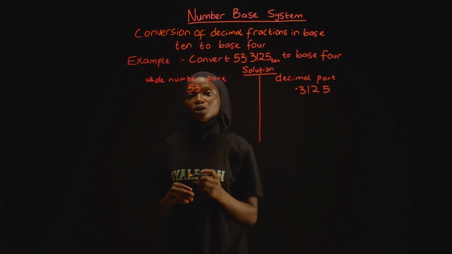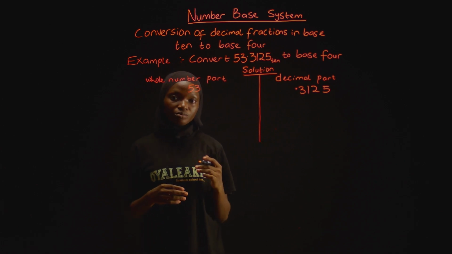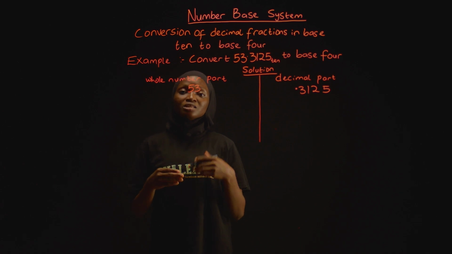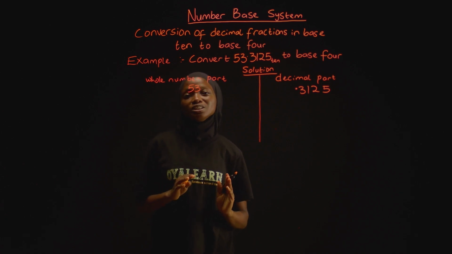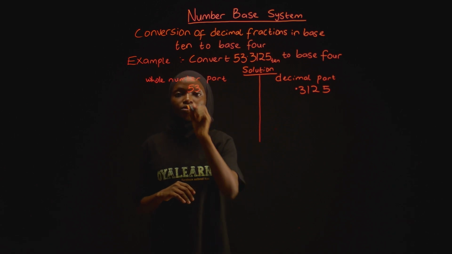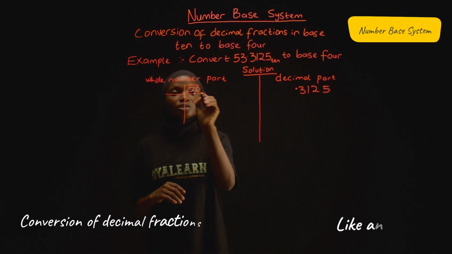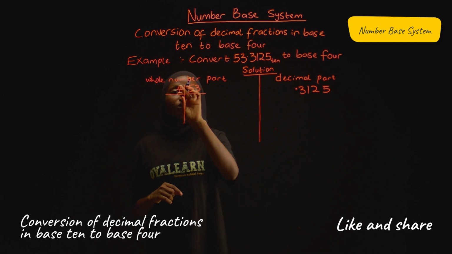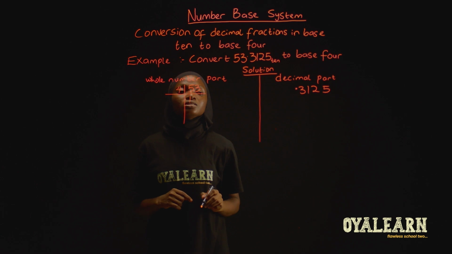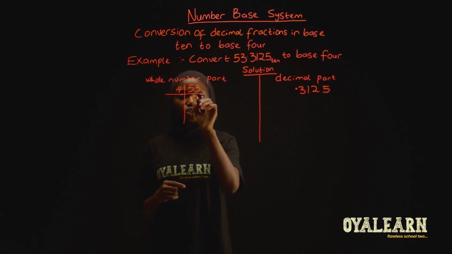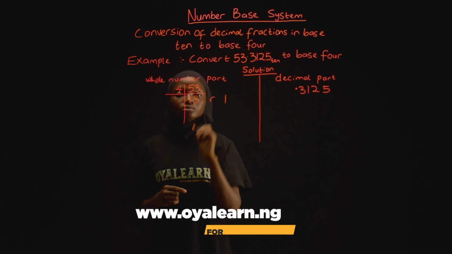53 is a whole number, so to convert whole numbers to a number in base 4, we divide repeatedly by 4 until it's no longer divisible by 4. Then we read the remainders upwards. So here, we divide by 4. 4 goes in 5 once, you have 1, remainder 1, you have 13. 4 goes in 13, that's 3, which is 12, remainder 1.